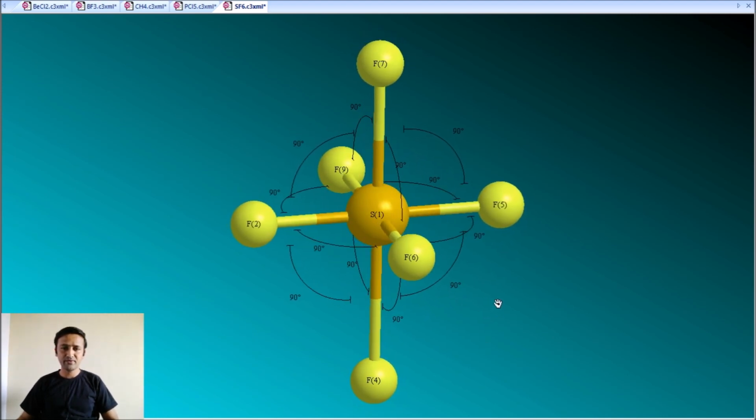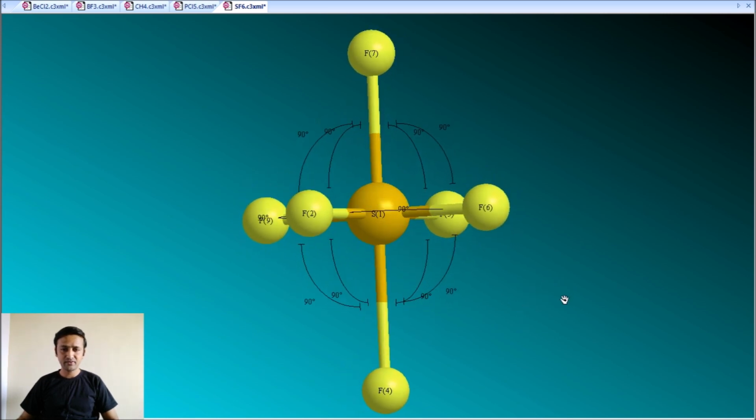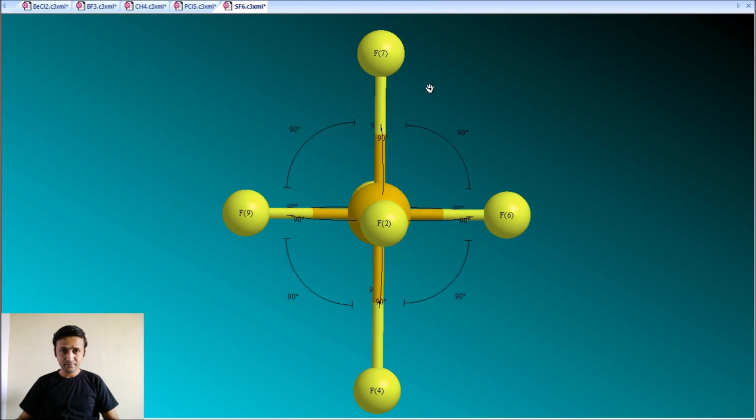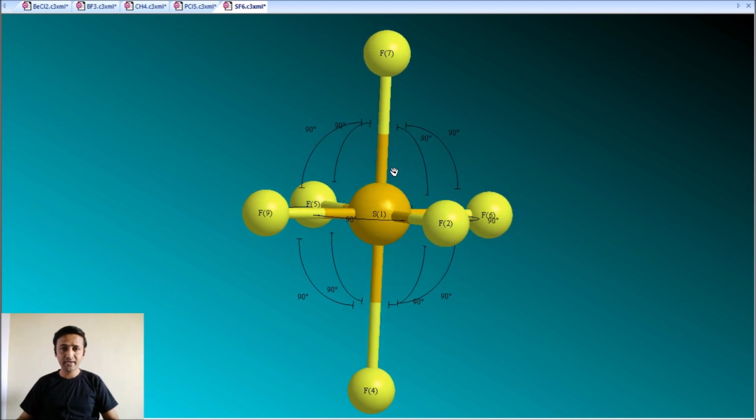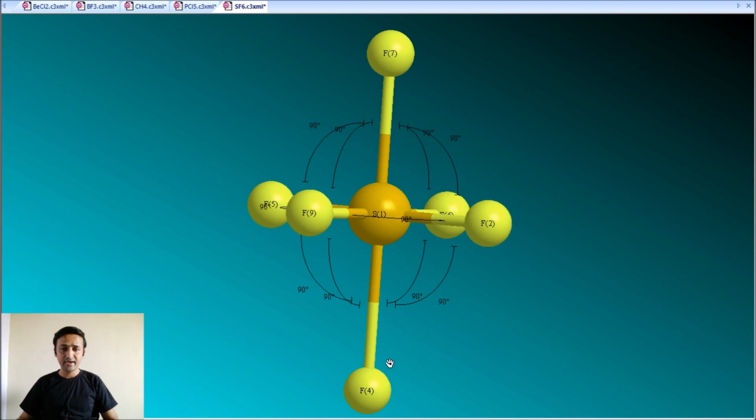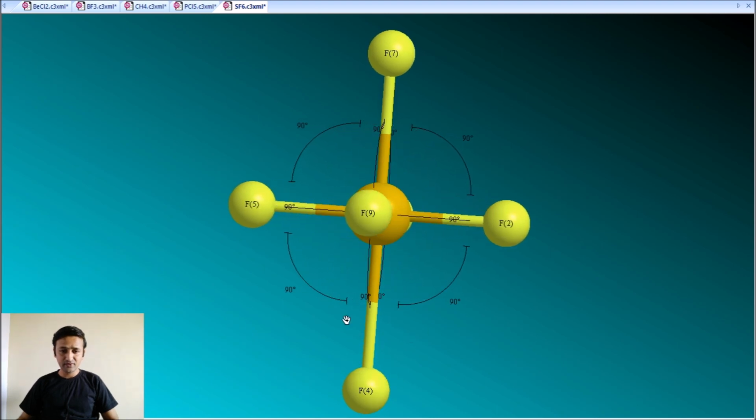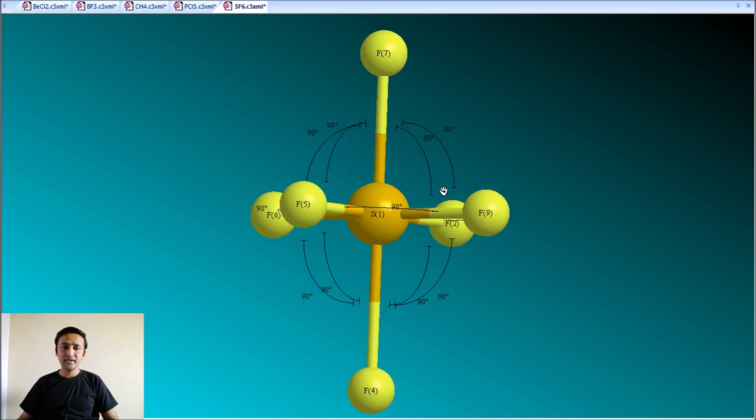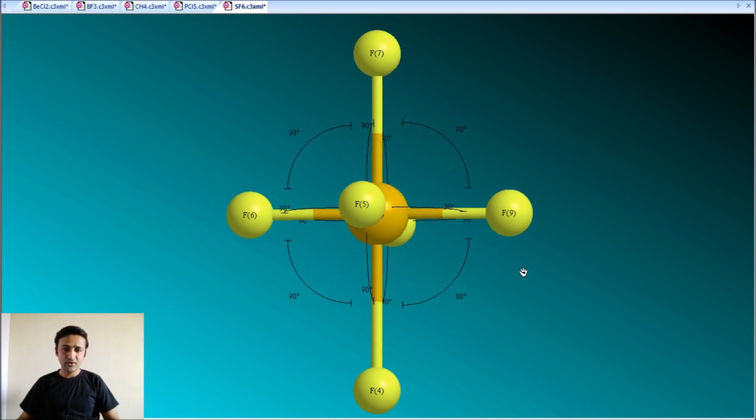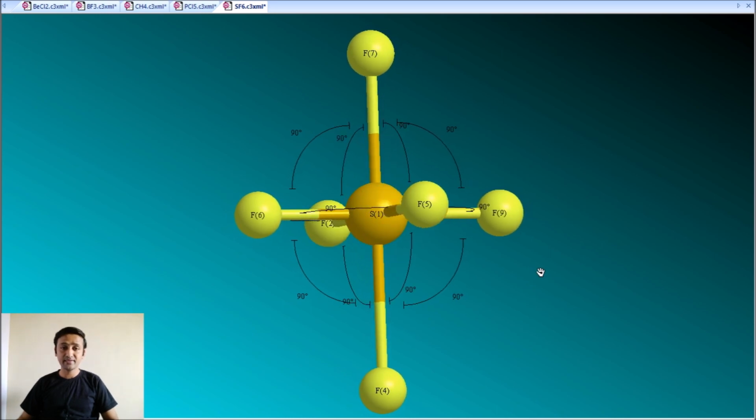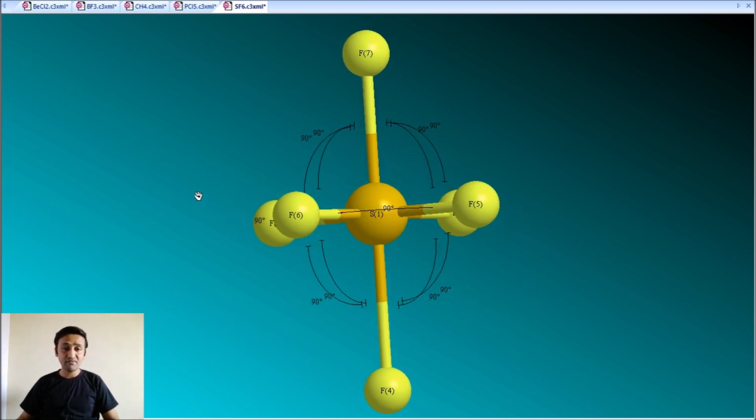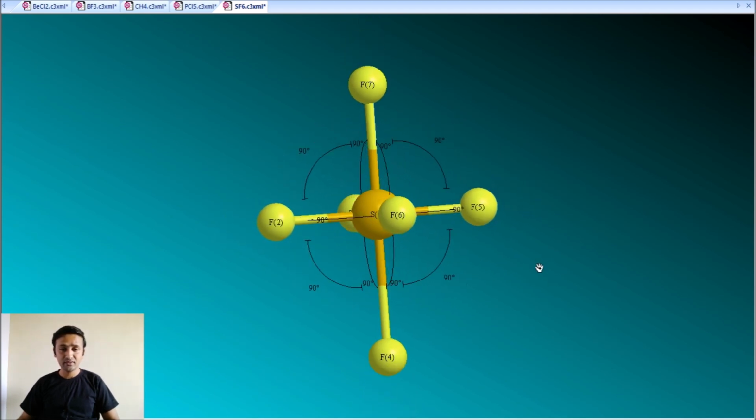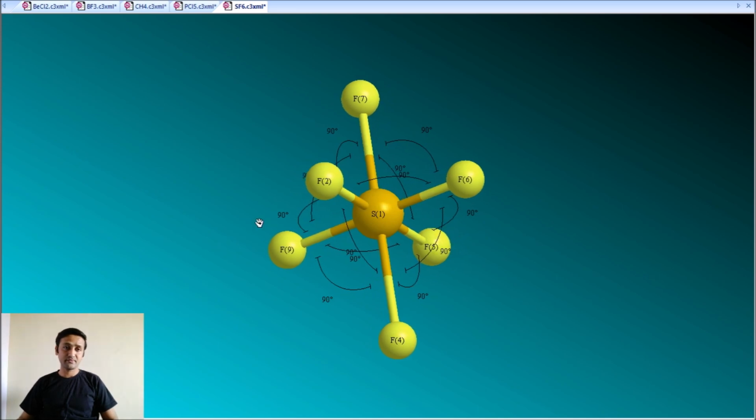So just count the number of angles now. In the plane, we have 4 90 degree angles. The fluorine above is creating totally 4 90 degree angles with the plane. And this fluorine also creates totally 4 90 degree angles. So totally we can take 4 plus 4 plus 4, 12 90 degree angles are present in the case of sulfur hexafluoride. This is the molecule, sulfur hexafluoride.